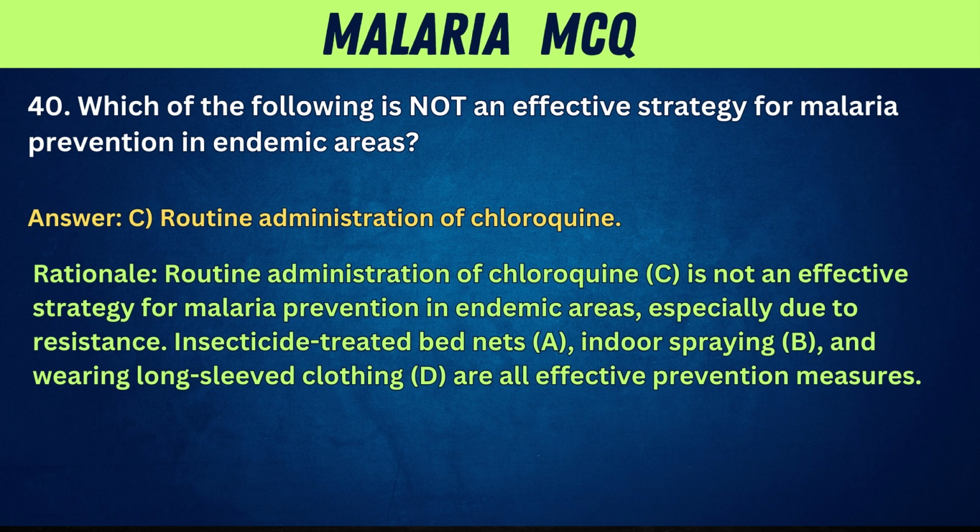Routine administration of chloroquine. Rationale: routine administration of chloroquine (C) is not an effective strategy for malaria prevention in endemic areas, especially due to resistance. Insecticide-treated bed nets (A), indoor spraying (B), and wearing long-sleeved clothing (D) are all effective prevention measures.